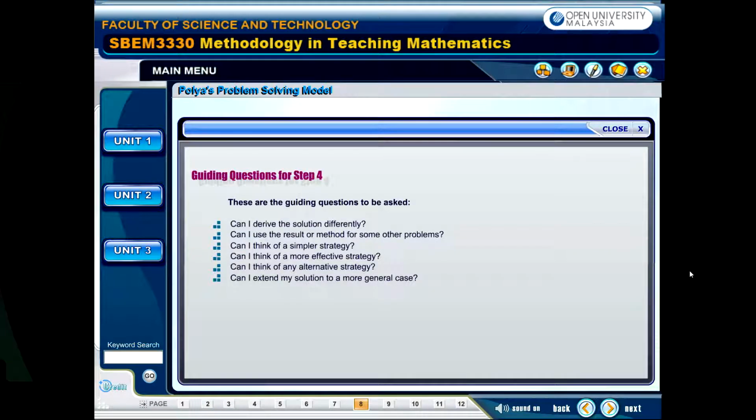These are the guiding questions to be asked. Can I derive the solution differently? Can I use the result or method for some other problems? Can I think of a simpler strategy? Can I think of a more effective strategy? Can I think of any alternative strategy? Can I extend my solution to a more general case?